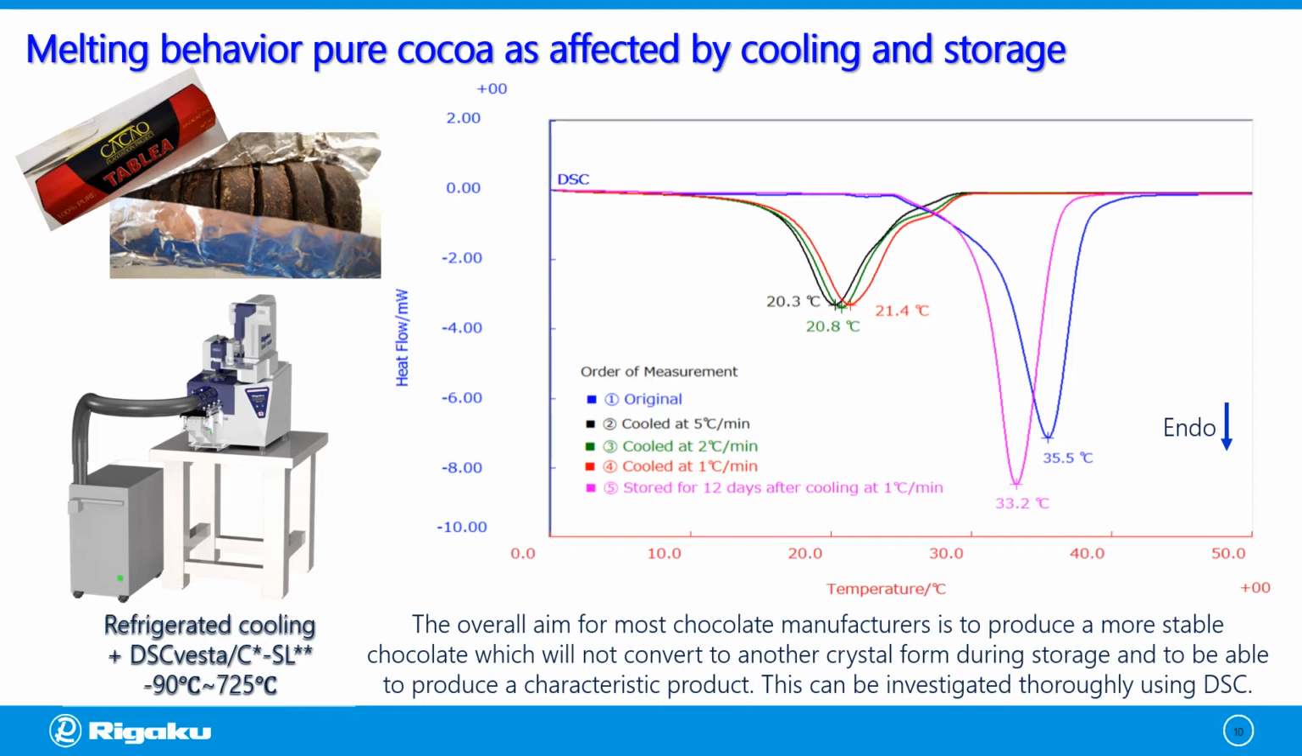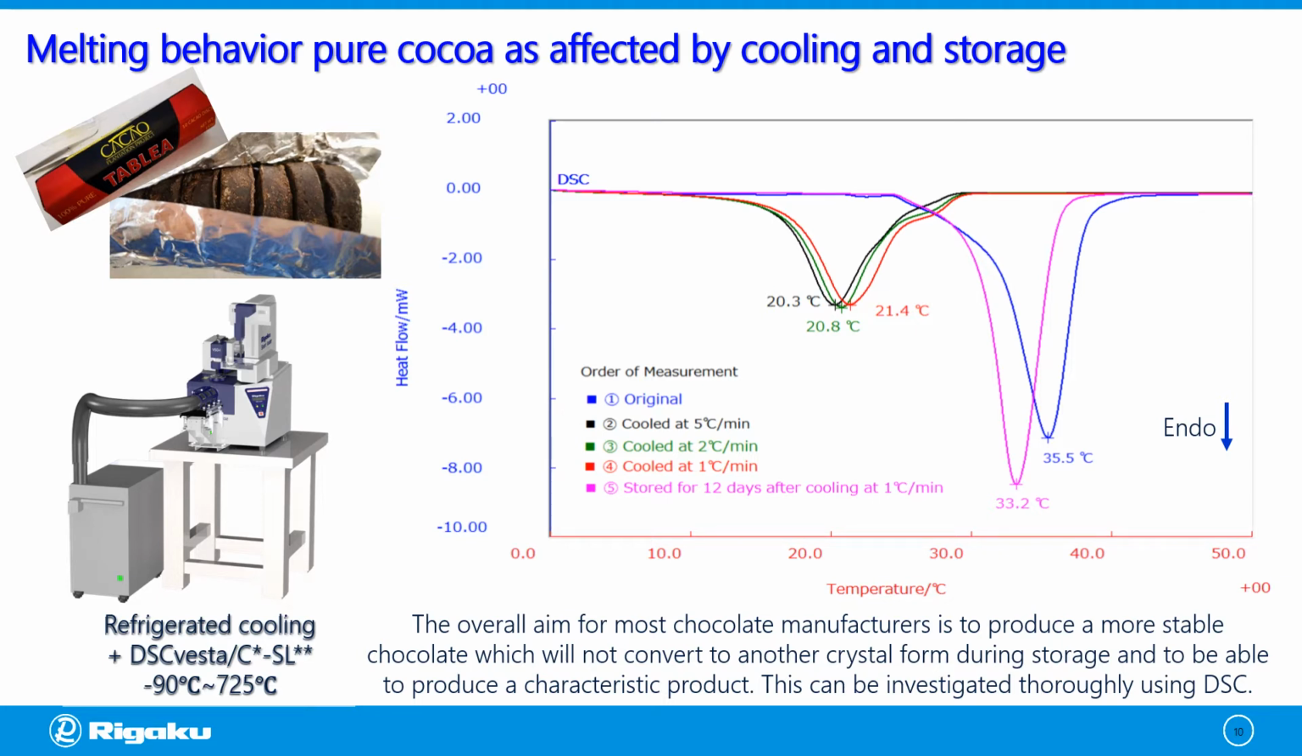The pink curve is the melting peak when the sample was stored for 12 days after cooling at 1 degree centigrade per minute. Notice that the melting behavior is observed at lower temperatures on the second, third, and fourth heating with peak top temperatures between 20 degrees to 21 degrees centigrade when the sample was cooled at different cooling rates.